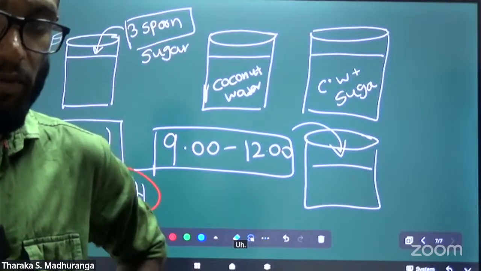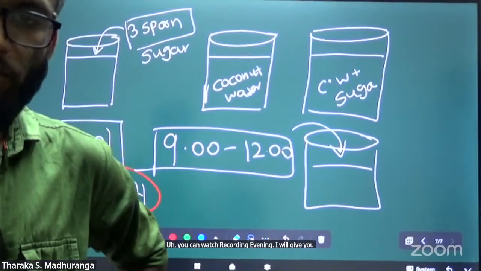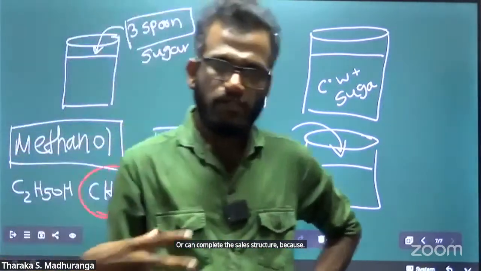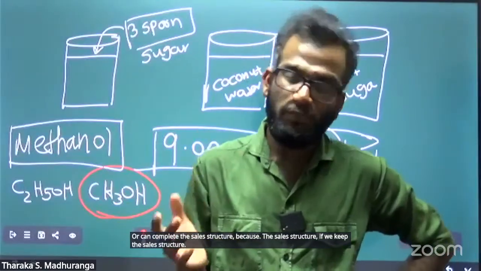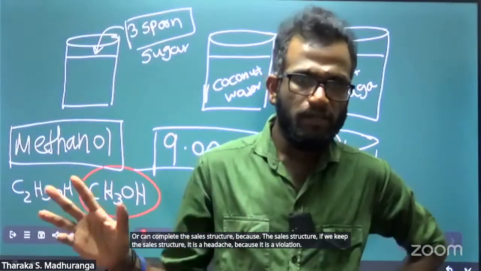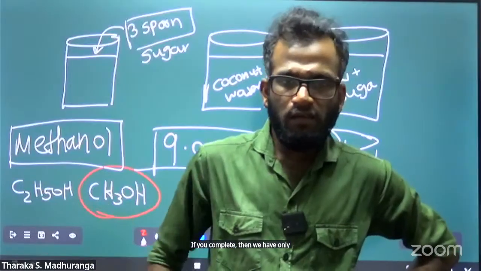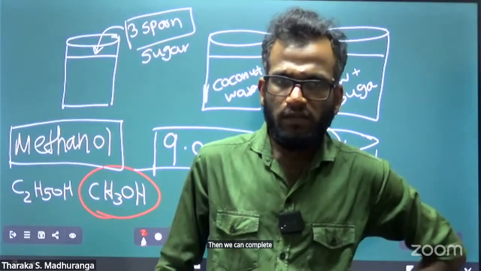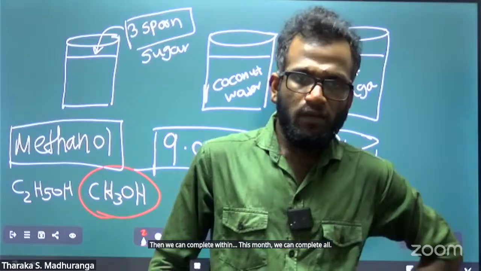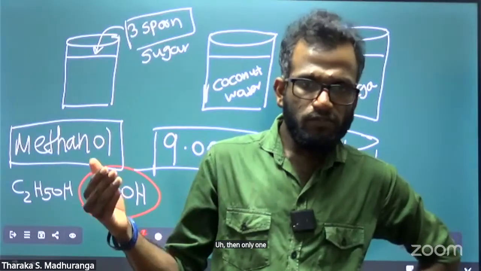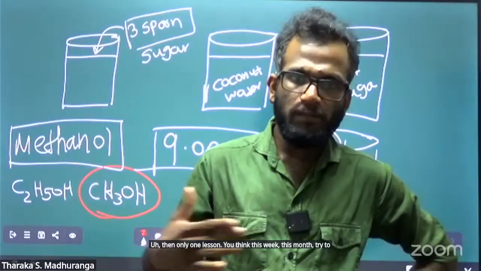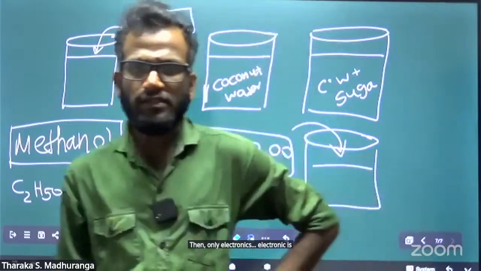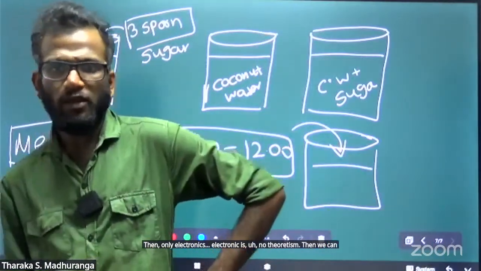You can watch the recording in the evening. I will upload the recording. Watch it and complete the cell structure, because it is a headache, a bulk lesson. If we complete it, then we only have electronics and environmental chemistry. Then we can complete everything within this month, trying to complete environmental chemistry too. Electronics has no theory lesson. We have another 2 months.